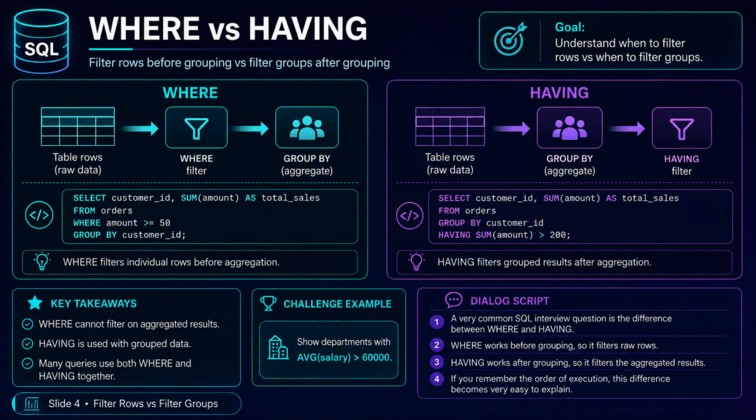A very common SQL interview question is the difference between where and having. Many beginners often confuse these two clauses, but understanding their distinct purposes can greatly improve your ability to write efficient queries. Where works before grouping, so it filters raw rows.